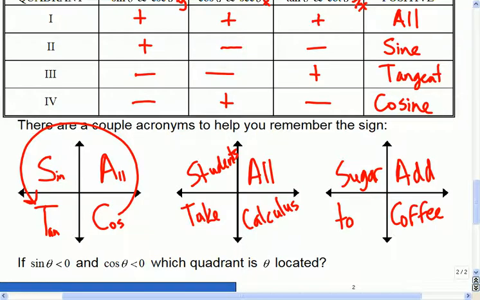So what you'll notice is that they only become positive in one of those spots. So this tells me, for example, in quadrant 3, tangent is the only positive. And cotangent, of course, now that we have reciprocal ratios.